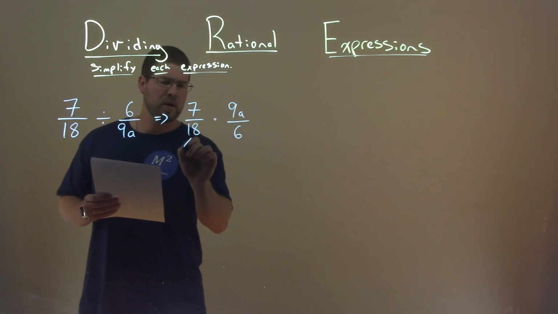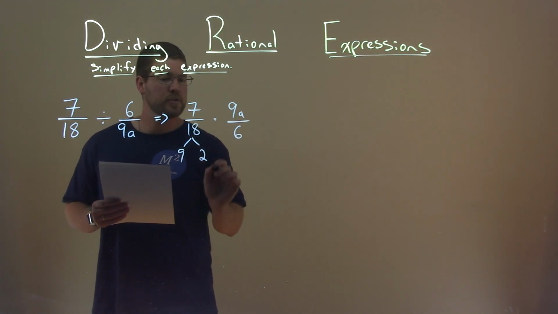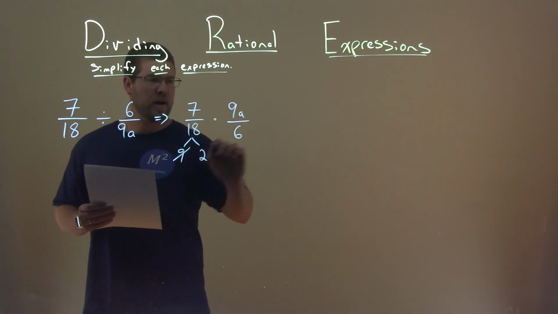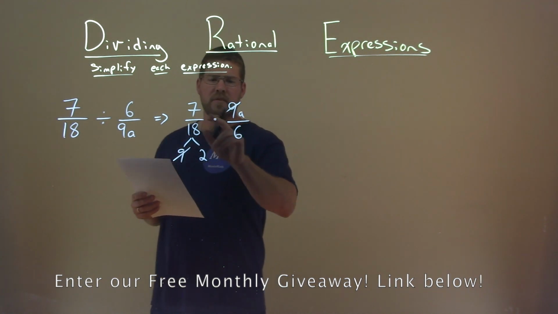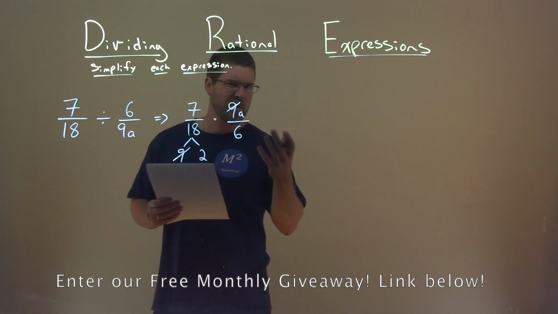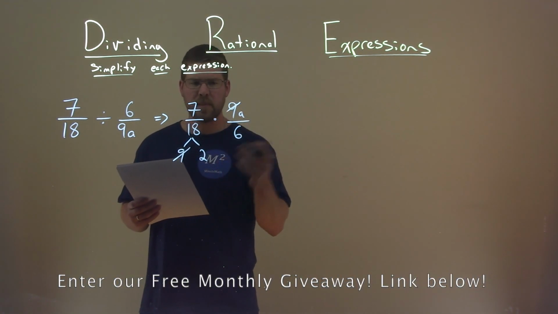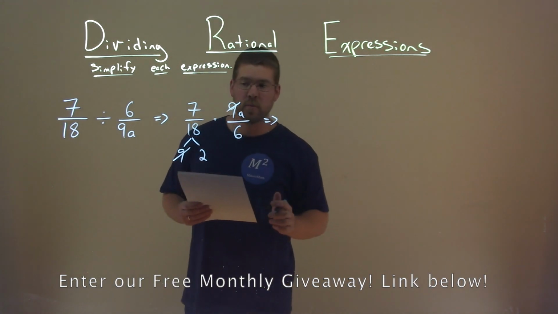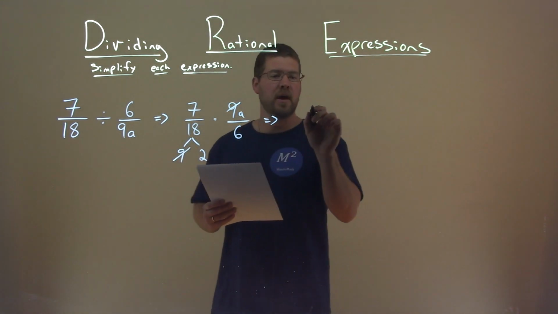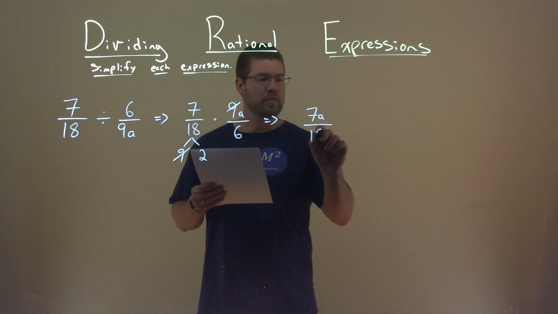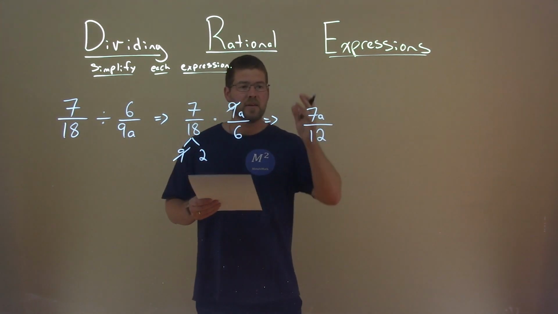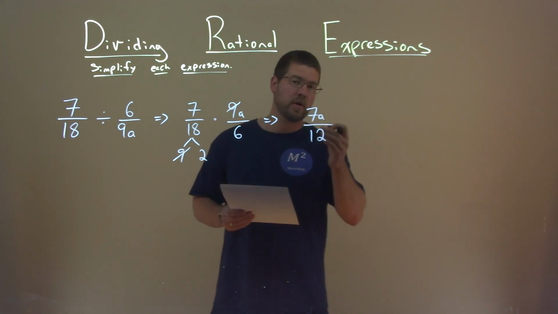Well, an 18 we know is 9 times 2. Now we can see this 9 and this 9 cancel each other out. Well, 7 and 6 don't share any common divisors, and same with 2 here. So now we just have to multiply across the numerator and the denominator. 7 times a, 7a. 2 times 6 is 12. And that's it. 7a divided by 12 is our final answer.